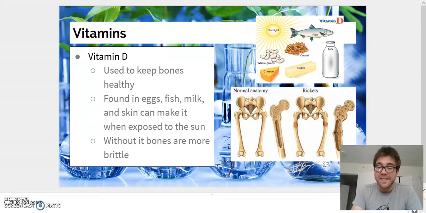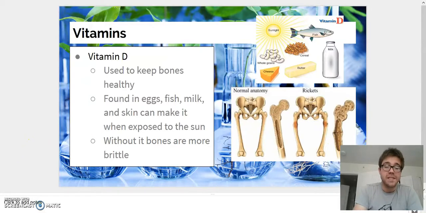Right, vitamin D is the second vitamin I'd like you to remember. It helps keep bones healthy, makes the bones nice and strong and able to support your body. You can find it in eggs, fish, and milk, and this is one of the few vitamins that your body can make. If you're out in the sun, your skin can make vitamin D. Without vitamin D, your bones become very easy to break. They have a tough time supporting you. So this is a normal skeleton, and this is a skeleton that is in need of vitamin D.